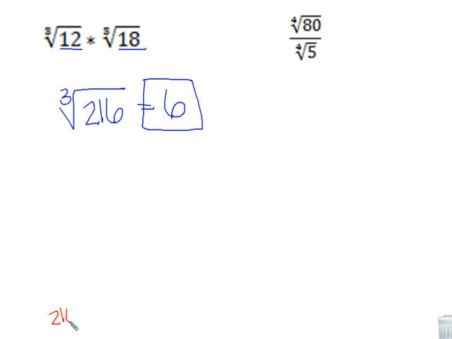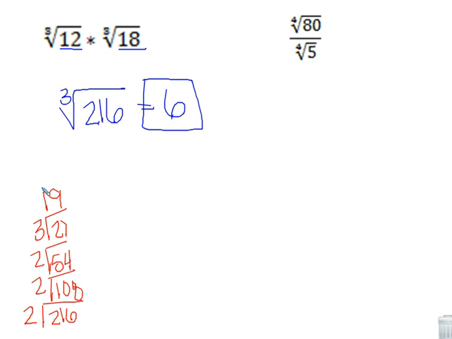If I want to break down 216, okay, a prime number that goes into 216 is 2, and I'm left over with 108. Another prime number would be 2. We have 54. Another prime number 2 would give me 27. Prime number of 3 would give me 9. Prime number of 3 would give me 3. And then prime number of 3 would give me 1. Okay, so there's my birthday candle.